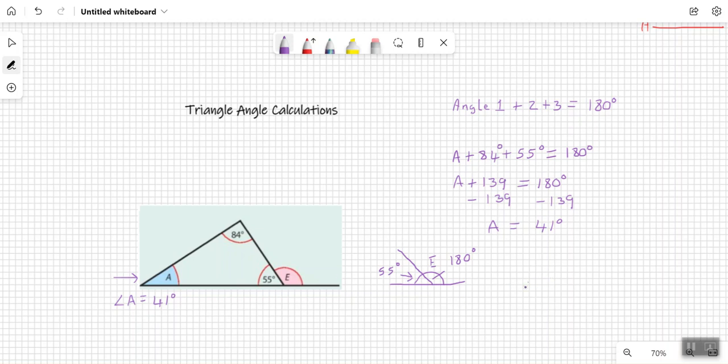between 180 and 55. So we can write a formula to work out this one. We can say that 55 degrees plus E, E degrees if you like, the both of those have to add up to 180 degrees. Now we can get E on its own. So we can get rid of this 55 from this side, so we have the minus 55 from here, and then minus 55 degrees from here as well.